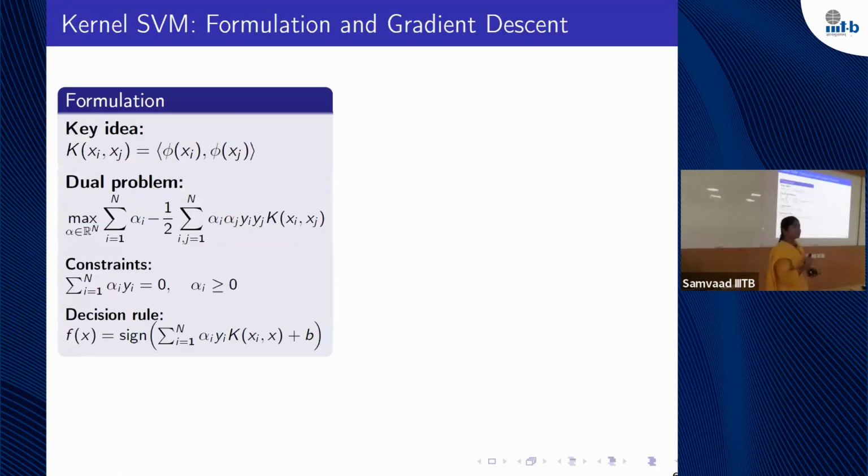So now let's go back to the mathematical formulation which we have looked at in the previous slide, the dual form. So the dual problem had this objective. So I have replaced the xi transpose xj with k xi xj. And these are my constraints, and this is the decision rule. So I therefore have to solve a constrained optimization problem here. Now this is the way I solve it.